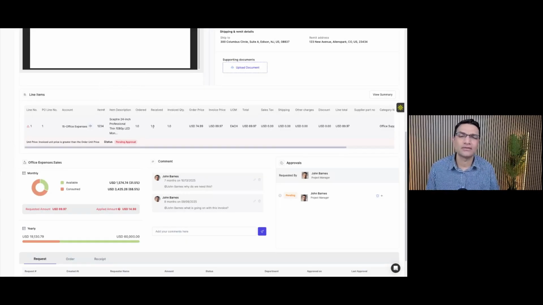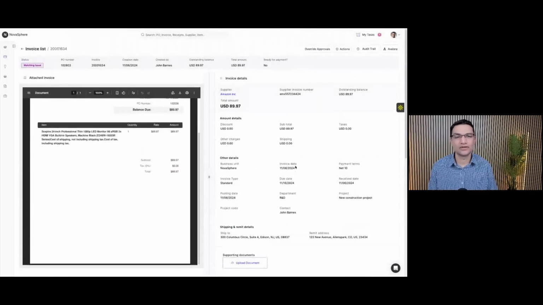But let's break down why this information came here. It's saying, hey, you ordered one monitor, received it, invoiced, but the price doesn't match. The PO had 74.99, the invoice has 89.97. So this is what we call a price exception. Now, when the price exception happens, it automatically routes to the right person. You don't even need to worry about it.